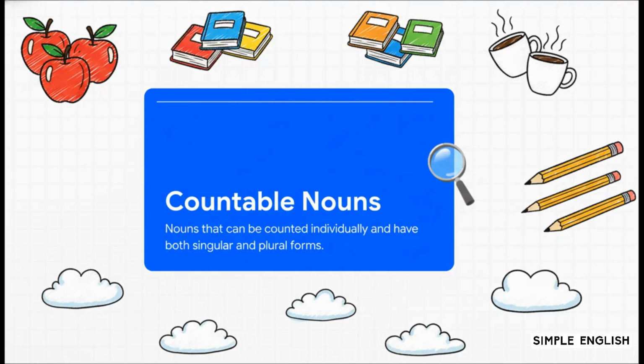Countable nouns are, well, they're exactly what they sound like. They're things you can count. You can put a number right in front of them. You can have 1 apple, or you can have 2 apples, 3 apples, 100 apples. And notice how the word changes. Apple becomes apples. That's the dead giveaway. They have a plural form.